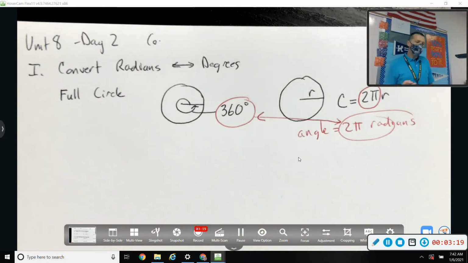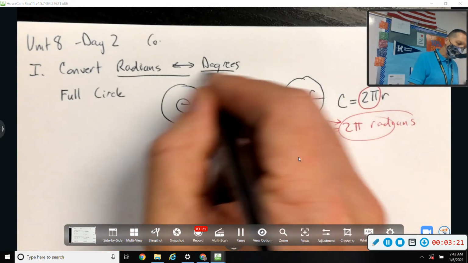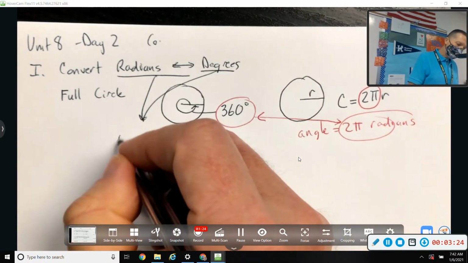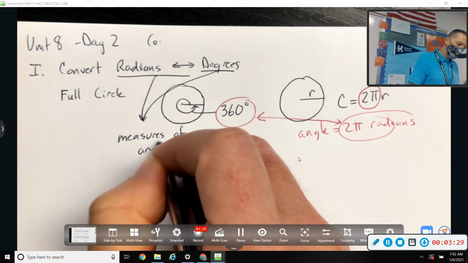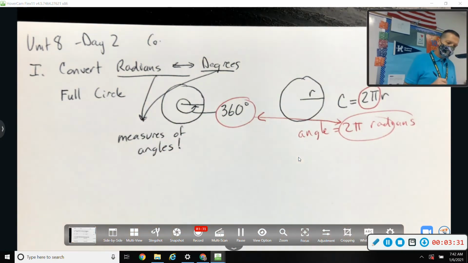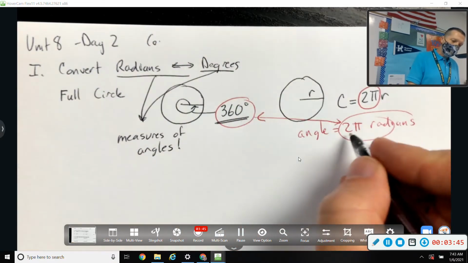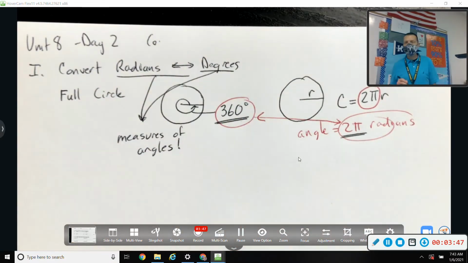Degrees and radians are both ways of measuring angles. Measures of angles. Like yesterday, we had a problem that we had to know that 1 mile was 5,280 feet. You know that 3 feet is the same as 1 yard, and 12 inches is the same as 1 foot. This is the same thing. Now, 360 degrees is the same thing as 2 pi radians. So it's just a different way of measuring how wide an angle is.